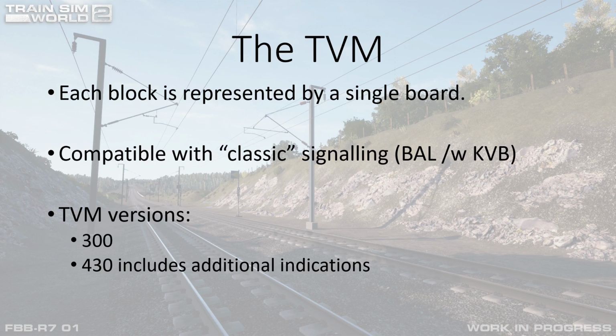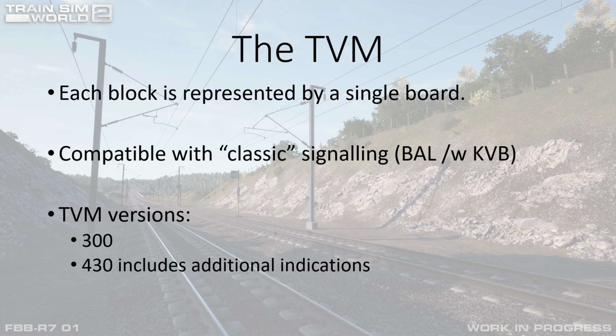A particularity of the TVM is that each block is represented by a single board, a concept that will later be used by the ETCS. This system is also compatible with classic signaling, which includes black signaling using the KVB safety system. Although both run at the same time, one line can be equipped with both. It is also important to note that the TVM can also be used on lines signaled with the ETCS.